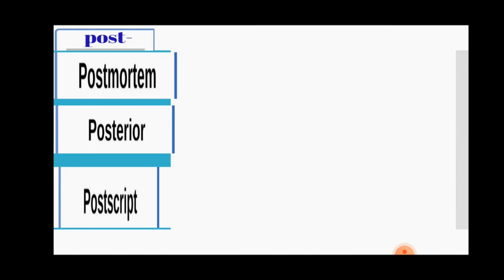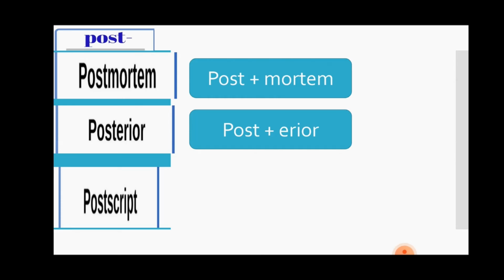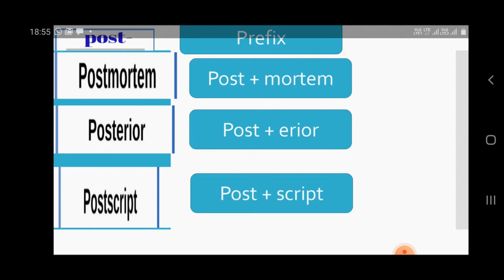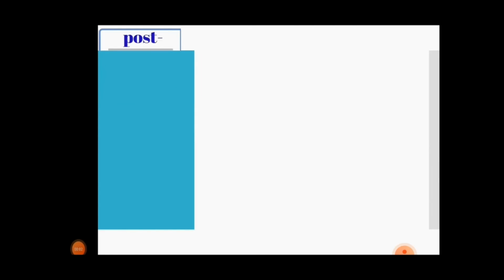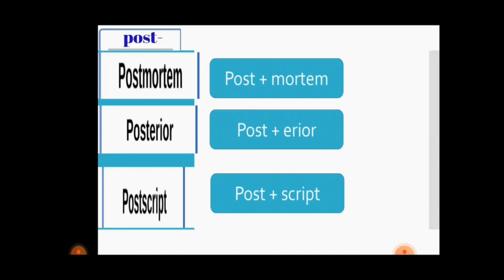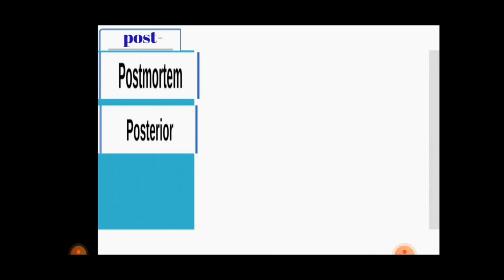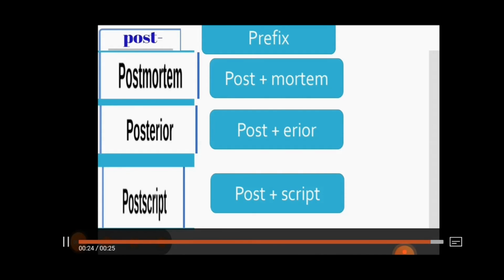Okay, so now you see, post is a prefix: postmortem, posterior. So you can divide that as post plus mortem, post plus erior, and then post plus script. So you call that a prefix. Automatically here you have the post as prefix. So postmortem, posterior, and postscript: post plus mortem, post plus erior, and post plus script. You call all the posts prefixes. We'll move on to the next one, my dear students, and I hope you'll get a complete idea about this.